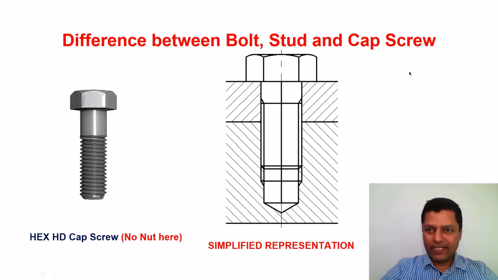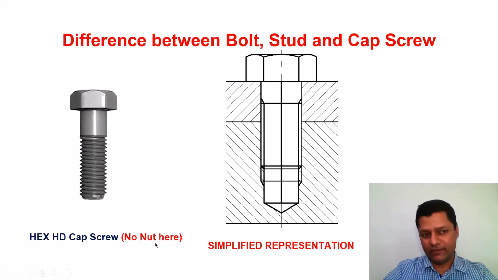And this is the last one for today. This is the cap screw, or hexagonal headed cap screw. There are different types of cap screws, so we are looking at the hexagonal headed cap screw. The cap screw is the same as a bolt, but it is not used with a nut. Instead of the nut, this goes into the internal thread in the machine body itself. This is a simplified representation of the cap screw. This is an important drawing which we are going to do today.